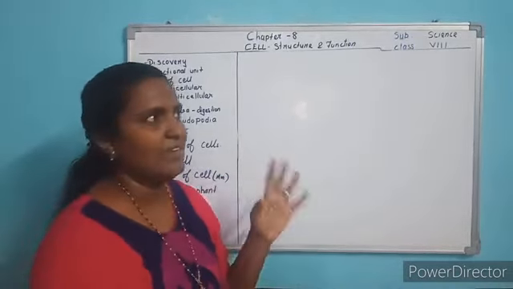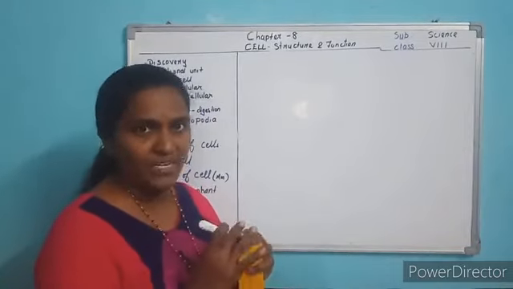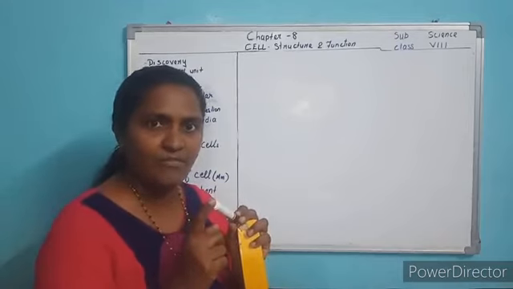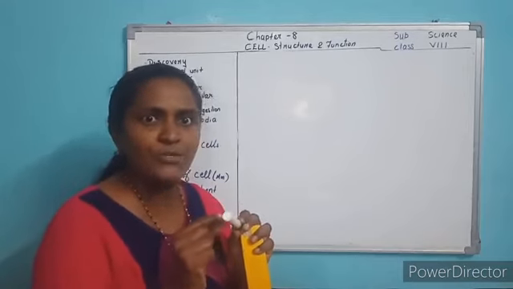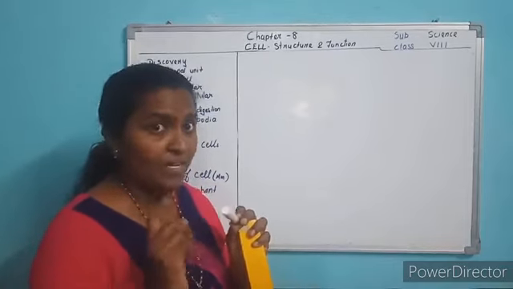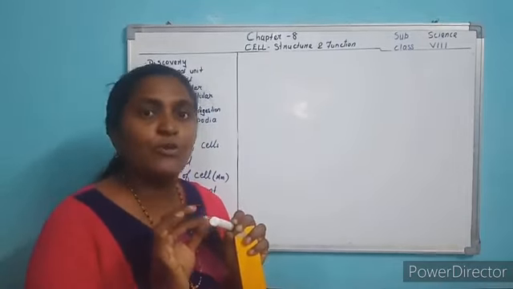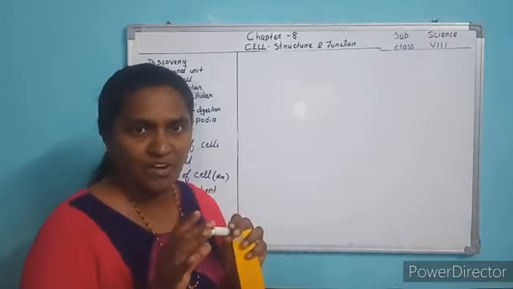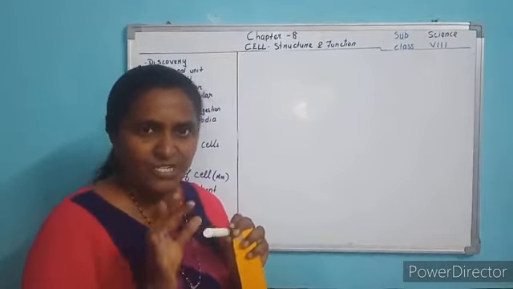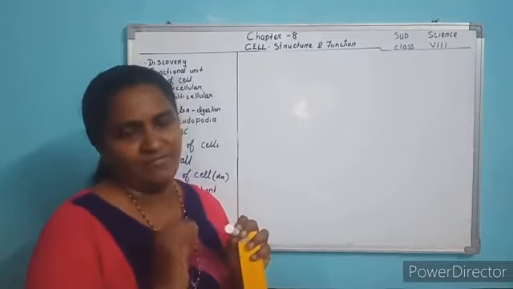What is a cell? This is the object. This is the plastic, which is made up of many smaller units. In the previous class we studied about polymer. Many monomers join to form a polymer. So here the smaller unit is the monomer.